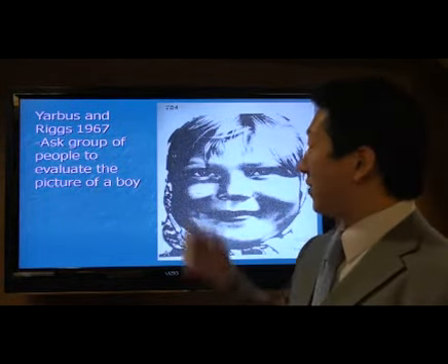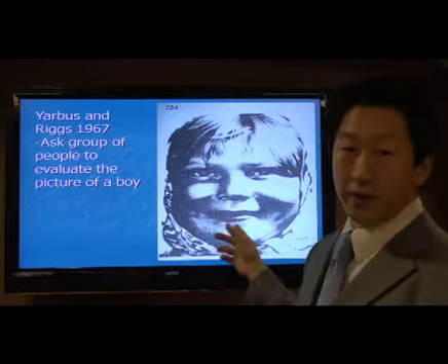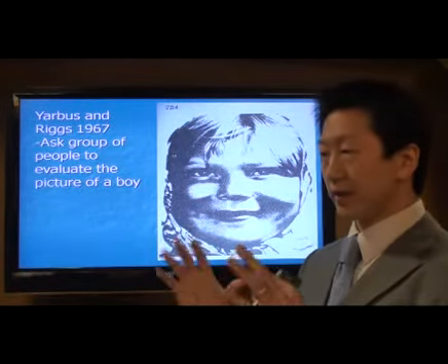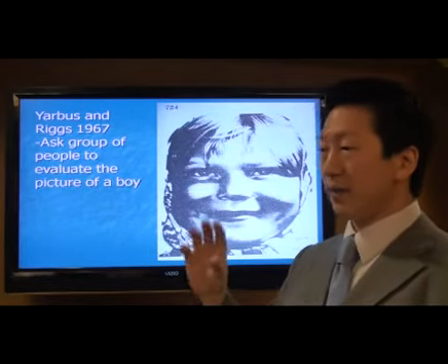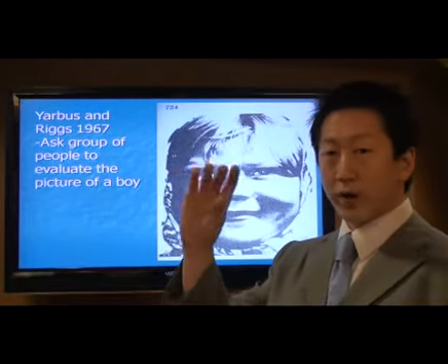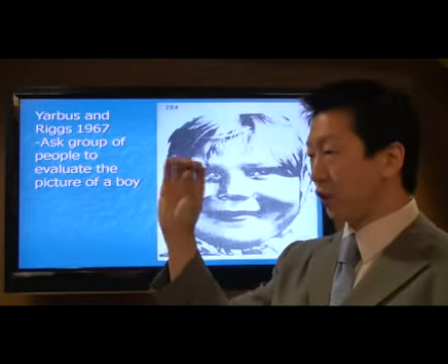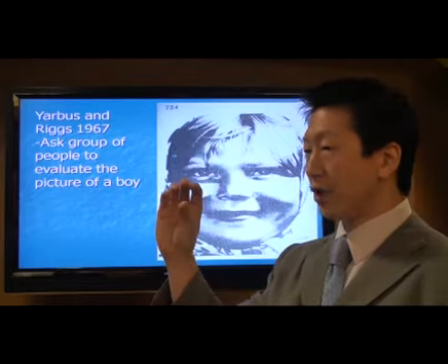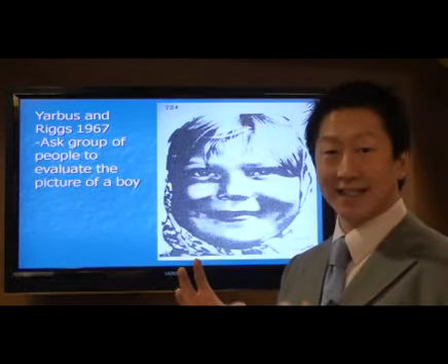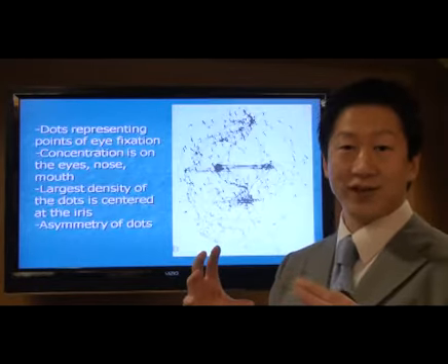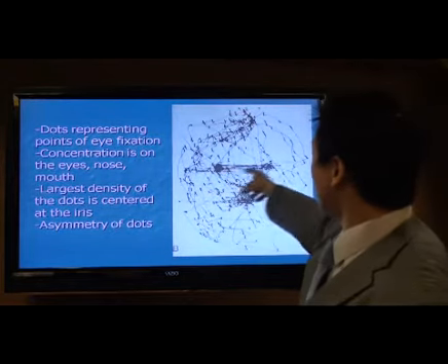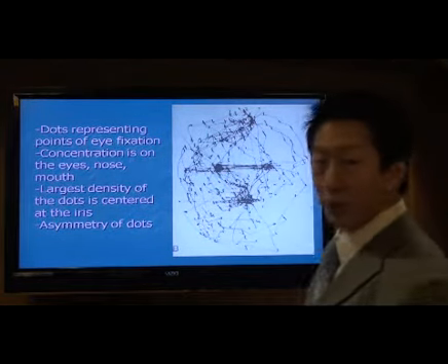Dr. Yarbus and Riggs did a study where they asked people to evaluate a picture of a boy, and then they asked those people to just look at the picture of a boy. But what they did was they marked where those eyes hit, and they had a way to quantitate or know where those eyes were looking. This was really interesting because it allowed us to see where we actually spend most of our time looking. And what we see is that there's something here, here, and here that we really concentrate on.